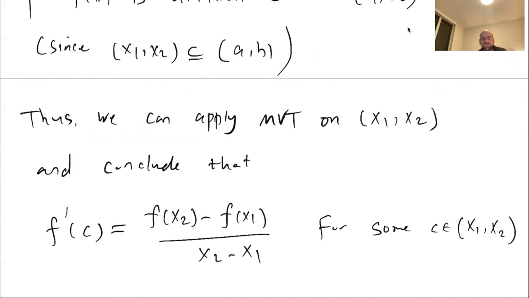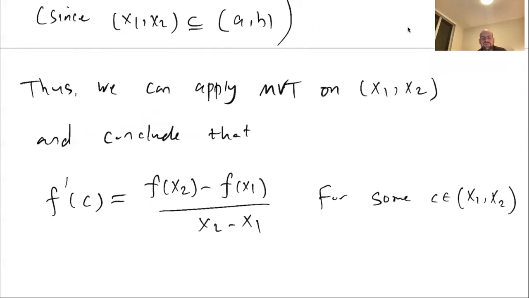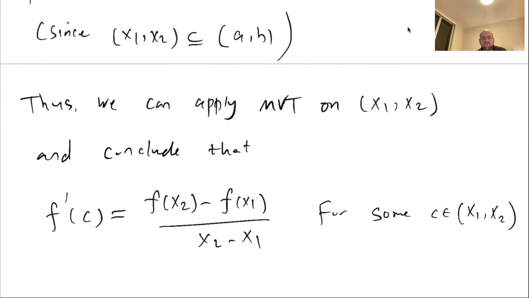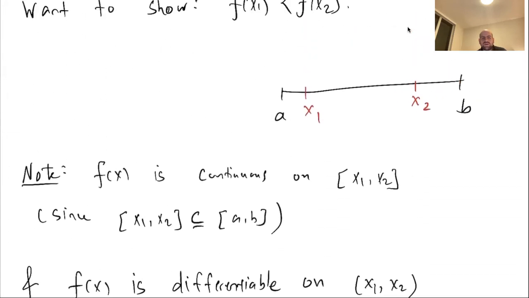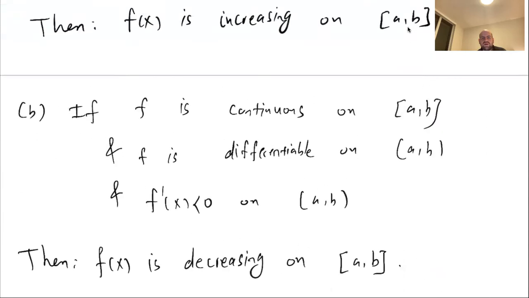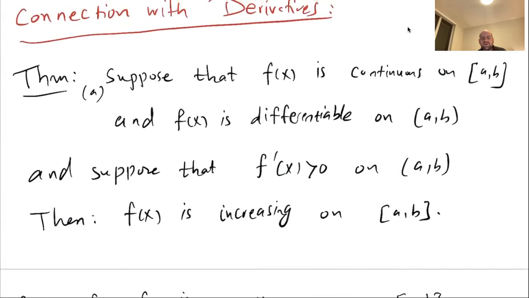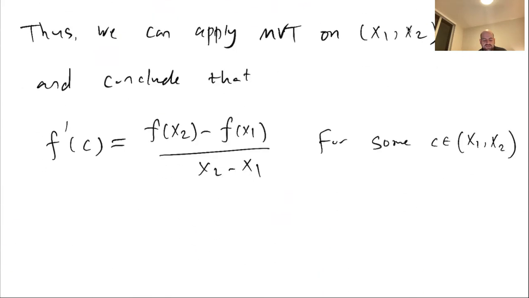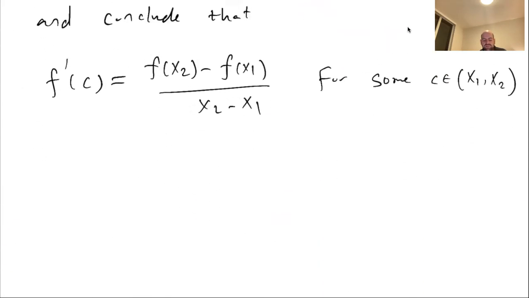Now, what can I say about f prime of c? Look at the left-hand side of this equation, f prime of c. If you remember, our assumption, since we are proving part A, was that f prime of x is positive for every x between a and b. So when it says f prime of x is positive on a and b, it means f prime of x is positive for every x between a and b. Now c is definitely some number between a and b.